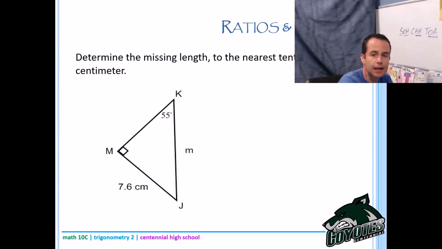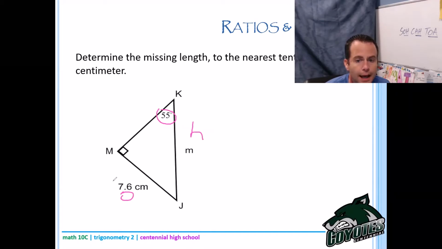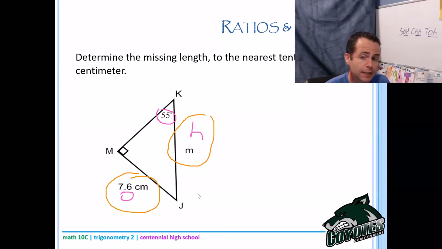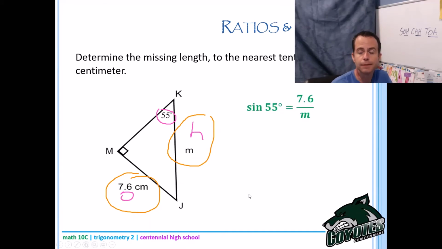Okay, next guy, I'm looking at this 55 degrees here. Given that 55, this is my opposite and this is my hypotenuse. So I have my opposite, I need my hypotenuse. So now I'm looking and saying, okay, which guy connects opposite and hypotenuse together? And it's sine. So I'm going to set myself up the same way, except instead of using tan, I'm going to use sine. So sine of 55 degrees equals 7.6 over m. Opposite over hypotenuse. Opposite was 7.6, hypotenuse is m.